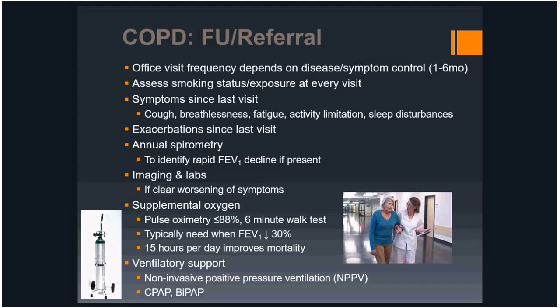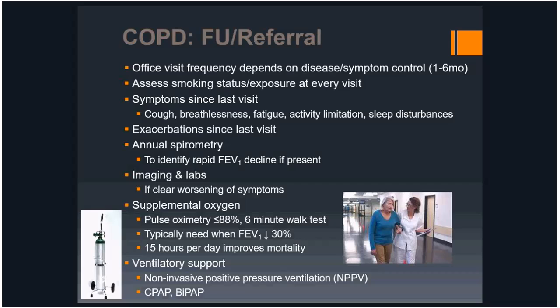The things you want to make sure that you're doing when they come into your office is that you're assessing their smoking status or their exposure, that you're assessing their symptoms and their exacerbations, that you're also doing the annual spirometry. Again, as mentioned, you want to make sure that you identify a rapid FEV1 decline if it is present. If imaging and labs are done, you want to evaluate to see if there is any worsening. If supplemental oxygen is needed, typically this is indicated if their pulse ox is less than or equal to 88% after the 6-minute walk test.